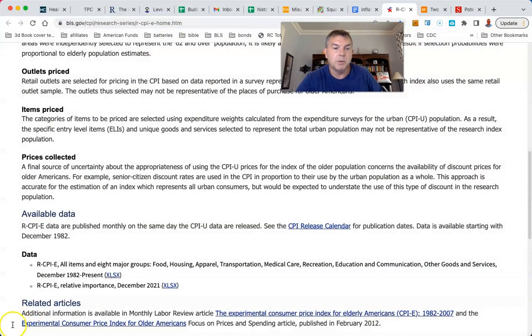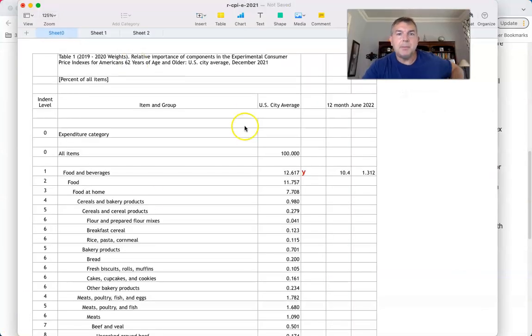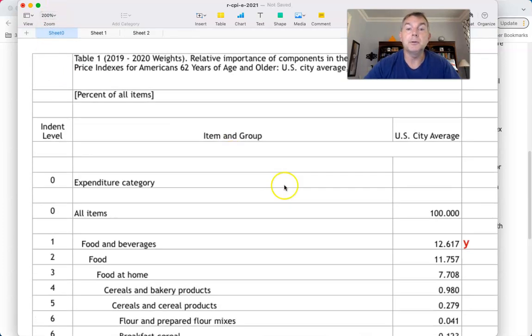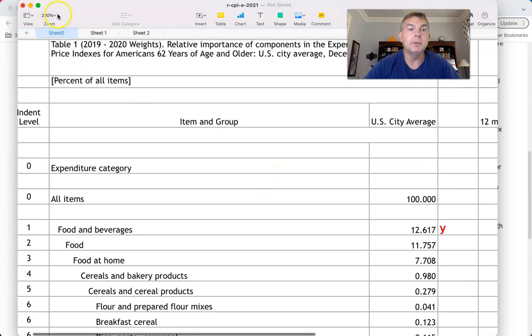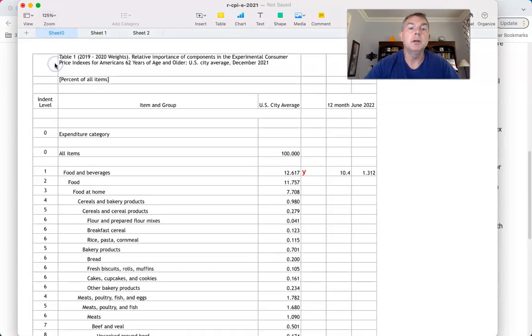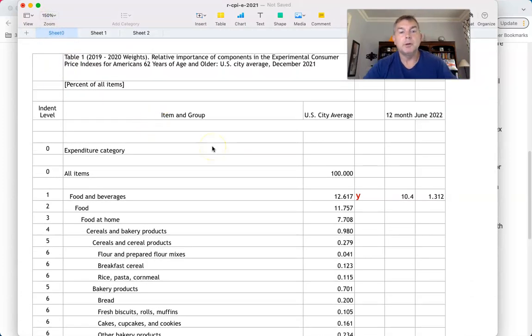So let me go into something here. Here is the CPI-E. Let's make that bigger, because my eyes, I'm getting old, man. This might be too big. Let's make this smaller, let's do 150. So here's the CPI-E, and here's the CPI-U next to it, what I think you should use as opposed to what they're using.